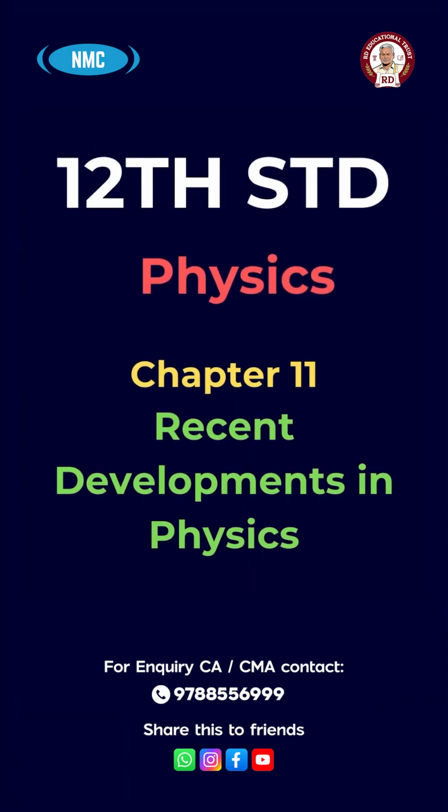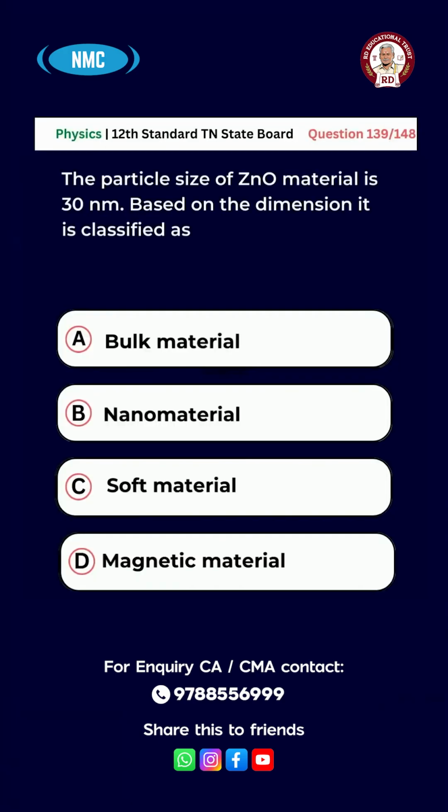Chapter 11. Recent development in physics. This is the last chapter. Question number 139. The particle size of ZnO material is 30 nm. Based on the dimension, it is classified as option A bulk material, B nanomaterial, C soft material, D magnetic material. The right answer is option B, nanomaterial.